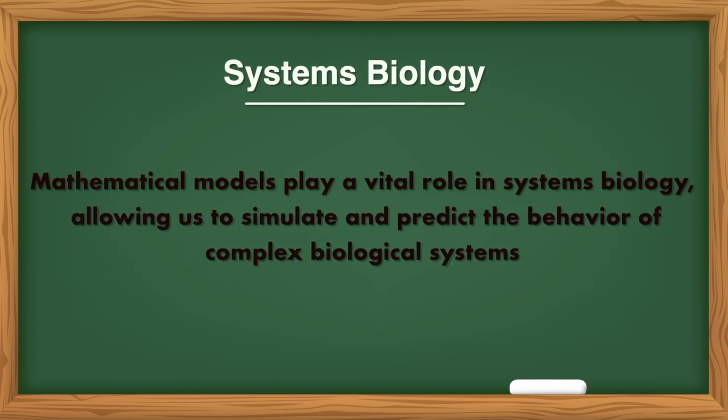Mathematical models play a vital role in systems biology, allowing us to simulate and predict the behavior of complex biological processes. These models help us understand how various components interact, how signals are transmitted, and how a system responds to perturbations. So, in this section we have already covered the network and metabolic part. Now, here is the application part.